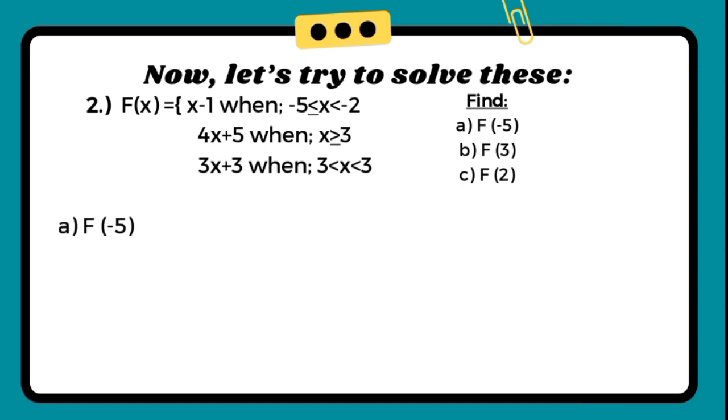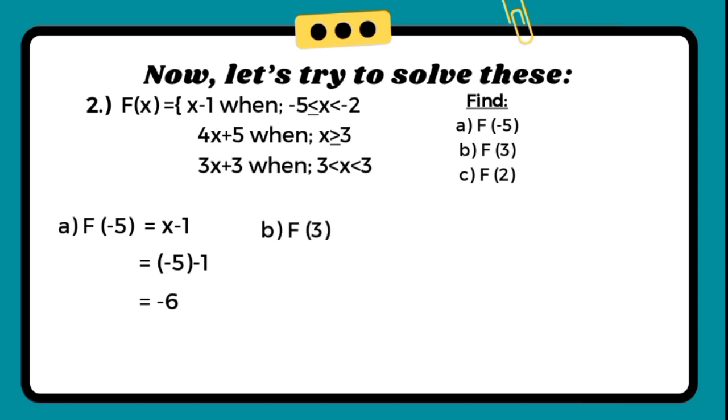So, unahin natin yung letter A. F of negative 5. So, saan ba kabilang sa given, sa restriction, itong negative 5? Kabilang po siya doon sa less than negative 2. So, ang answer is x minus 1. Substitute natin uli yung negative 5, ilalagay natin sa x. So, negative 5 minus 1. So, ang answer is negative 6. Ayan yung answer sa letter A.